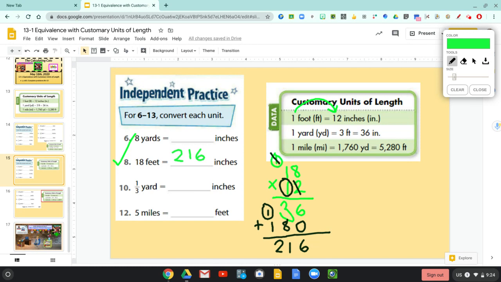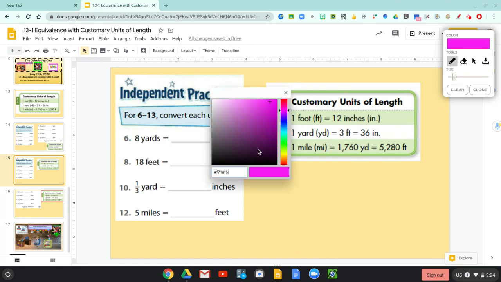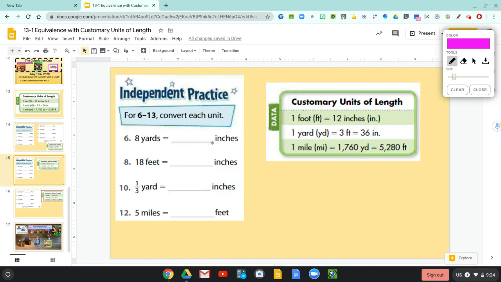Okay, let's go ahead and try number 10. Now, it's a fraction, but we know how to do fractions, so don't get freaked out by that. So we've got yards to inches. 1/3 yard is how many inches? So I feel like purple. Let's do some purple. So we're going over number 10.